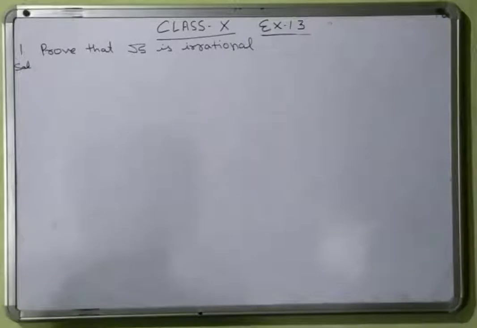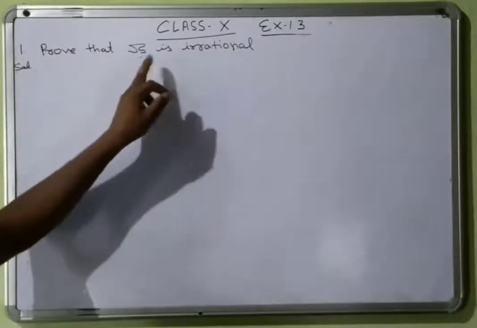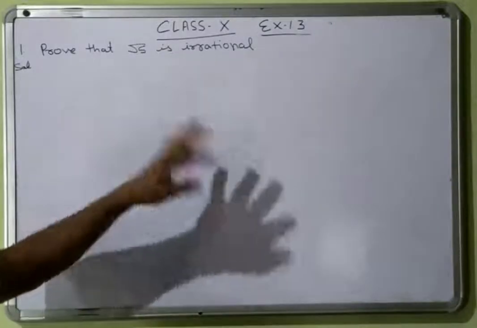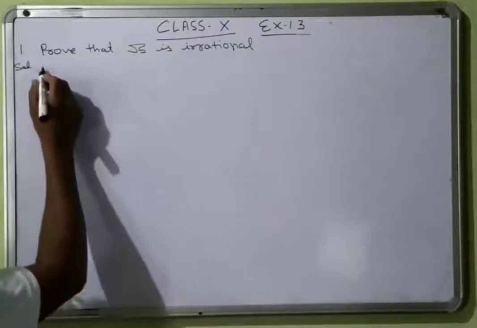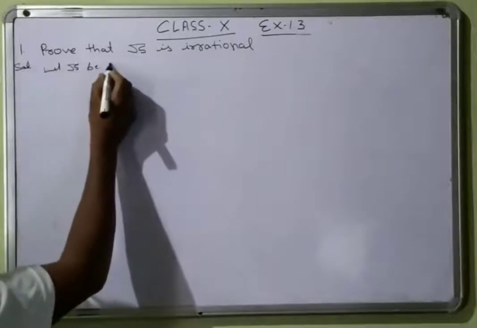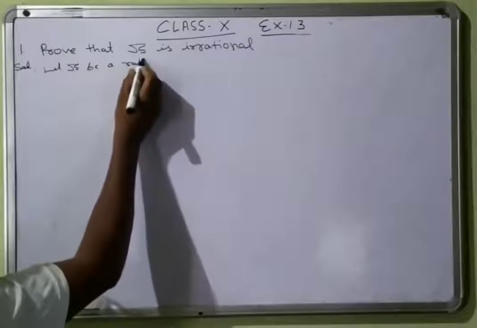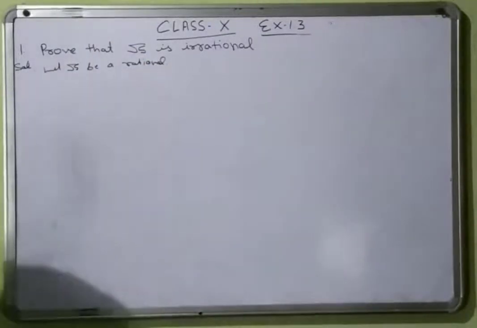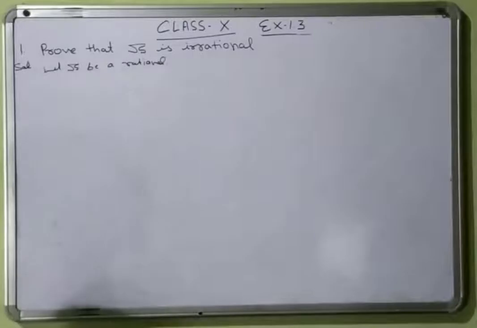Today we are taking exercise 1.3. Question number 1: prove that root 5 is irrational. First of all, we can suppose root 5 is rational. So let root 5 be rational. We have supposed this.